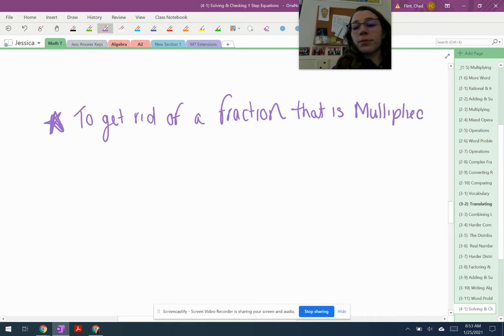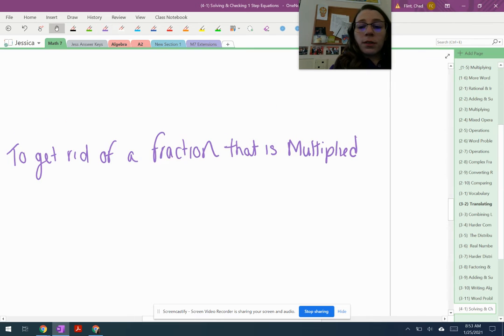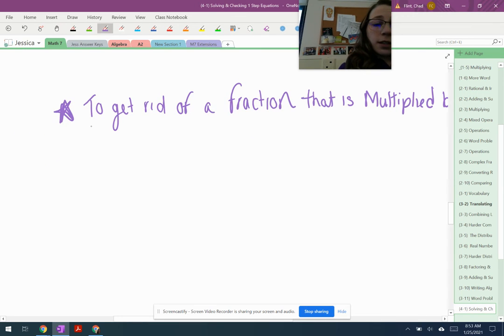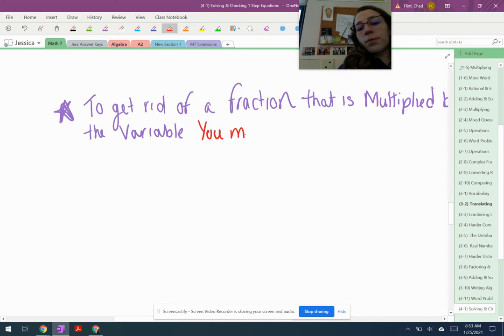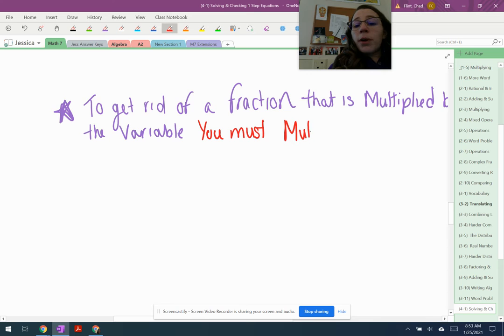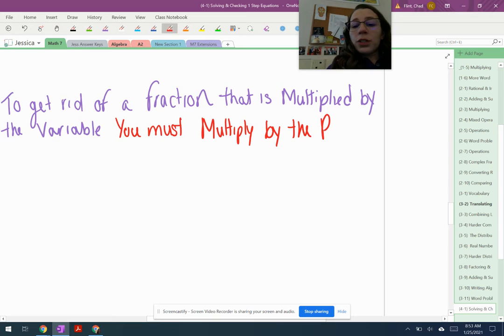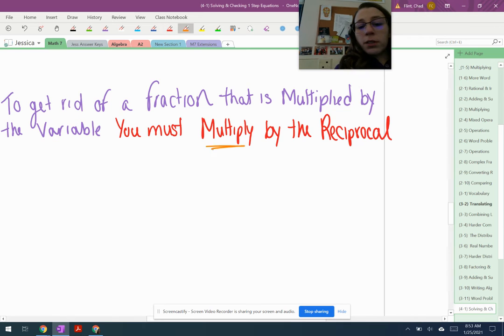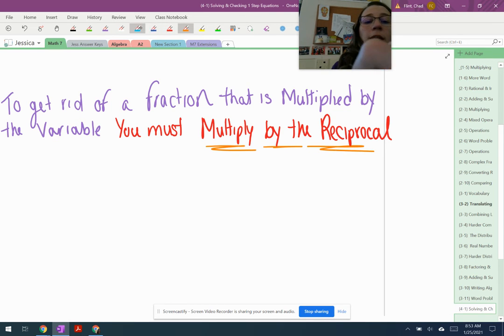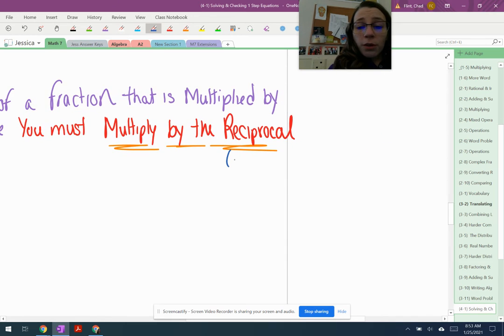So to get rid of a fraction that is multiplied by the variable, you must multiply by the reciprocal. Boom. Multiplied by the reciprocal. Keeping in mind that when I say the reciprocal, that just means that you flip the fraction.